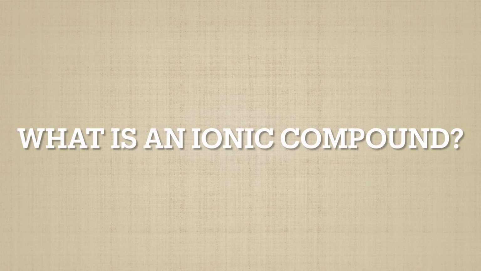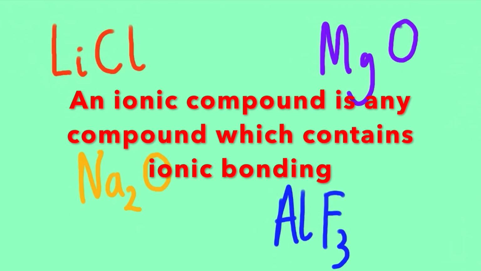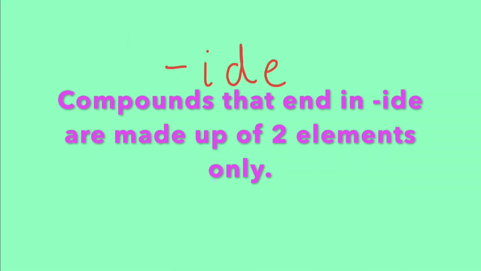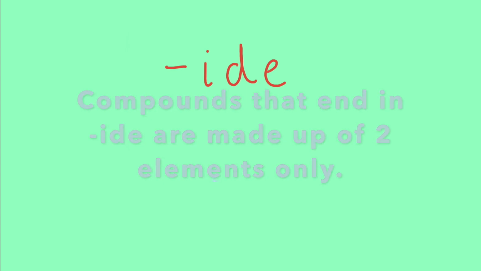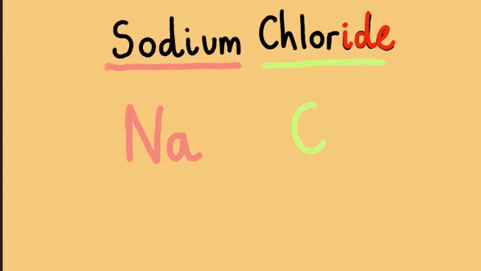Okay, so what is an ionic compound? An ionic compound is any compound which contains ionic bonding, so it's made up of a metal and a non-metal. Some compounds have the ending "ide", which means that the compound is made up of two different elements bonded together. The compound sodium chloride is made up of two elements. The elements are sodium and chlorine.